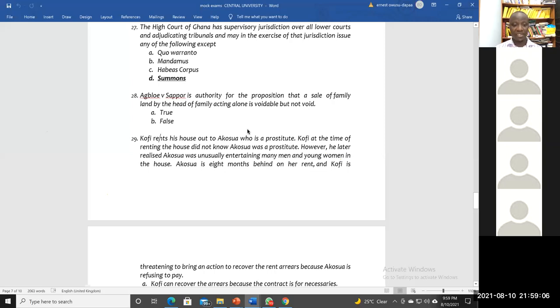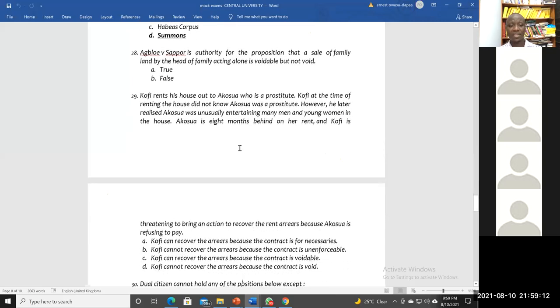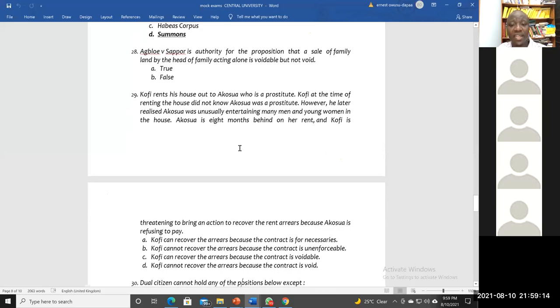Kofi, at the time of renting the house, did not know Akosua was a prostitute. However, he later realized Akosua was unusually entertaining many men and young women in the house. Akosua is 8 months behind on her rent, and Kofi is threatening to bring an action to recover the rent arrears because Akosua is refusing to pay.